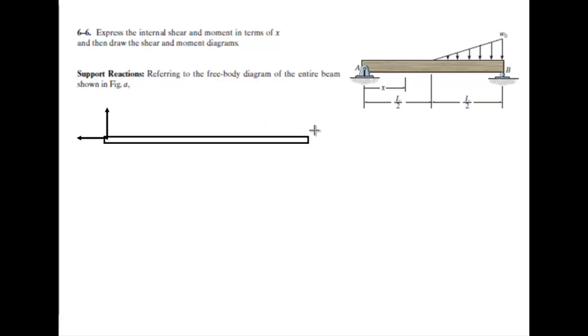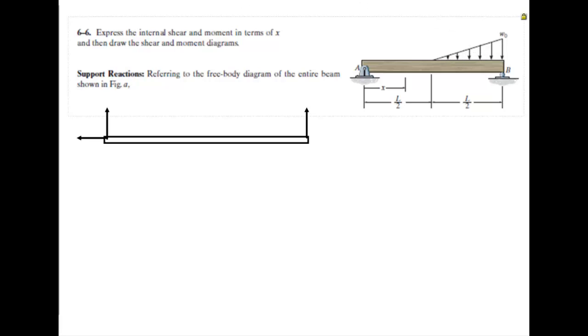Okay, a reaction at B is going to go up. B cannot take any side loads because it's only going to be a roller. Let's write that up here, like that.